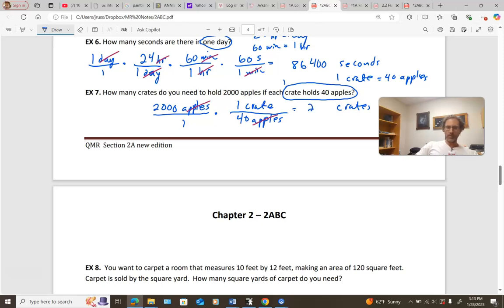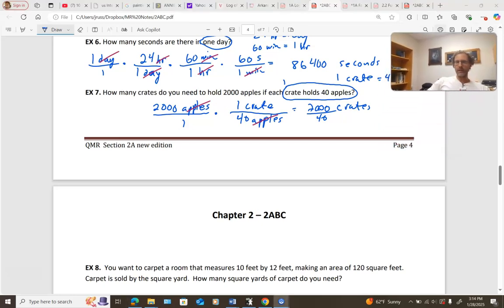2,000 times 1 is 2,000. Now in the denominator here, 1 times 40 is going to be 40. So we're going to have one last step in which we divide 2,000 by 40. And guys, that's going to give us 50. So 2,000 apples can be held in 50 crates.